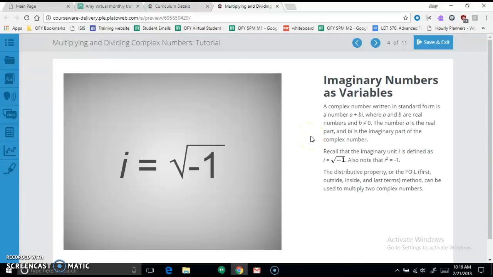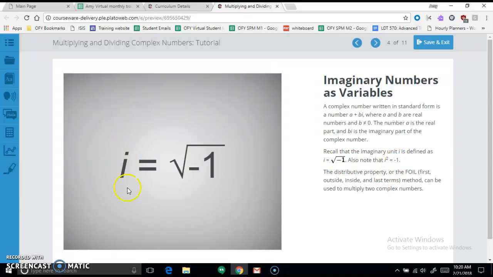Okay, so we're going to be looking at the Algebra 2A Unit 4 tutorial, multiplying and dividing complex numbers. So the important part here when we're working with imaginary numbers, so when you see i, is that i is equal to the square root of -1, which means that i squared equals -1.